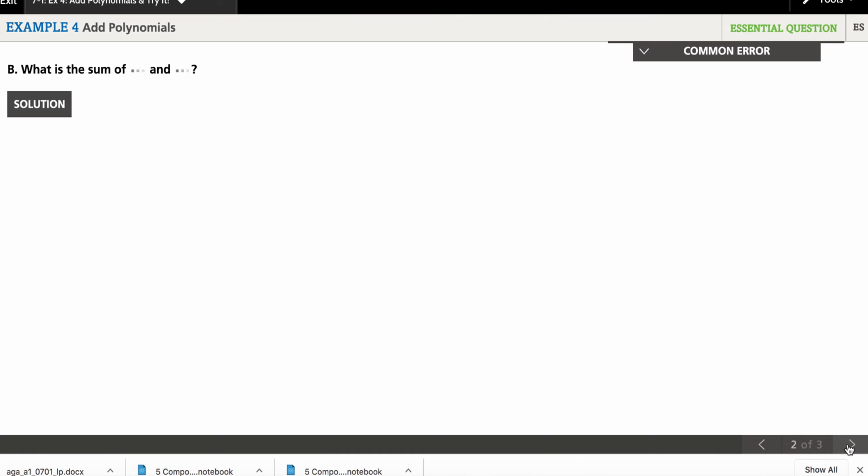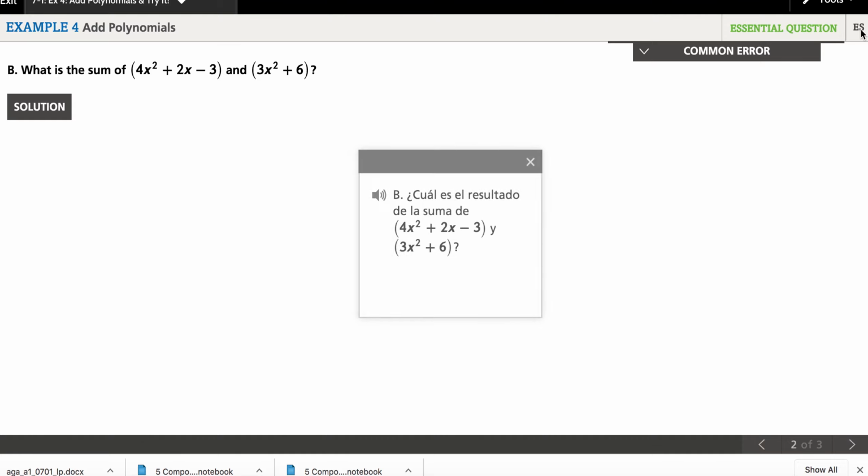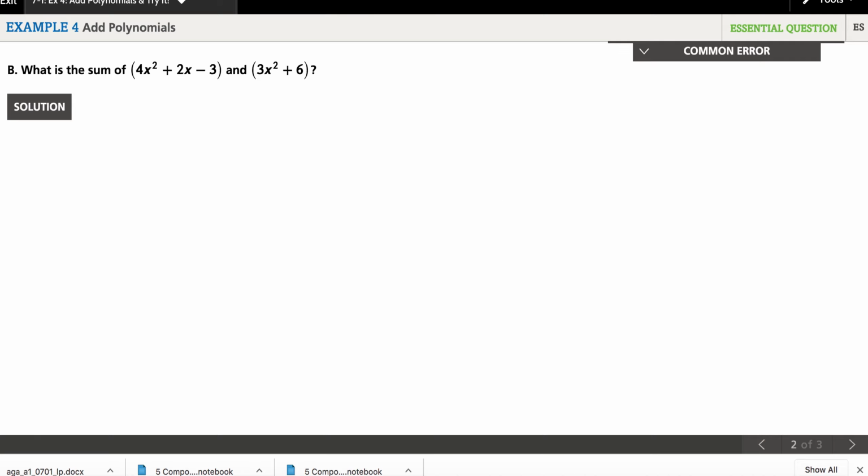Let's move to the next one. Let's see another example. Parte B. ¿Cuál es el resultado de la suma de 4 por x al cuadrado, más 2 por x, menos 3 y 3 por x al cuadrado, más 6? What is the sum of the quantity 4 times x squared plus 2 times x minus 3 and the quantity 3 times x squared plus 6?